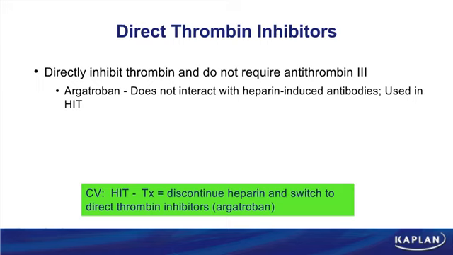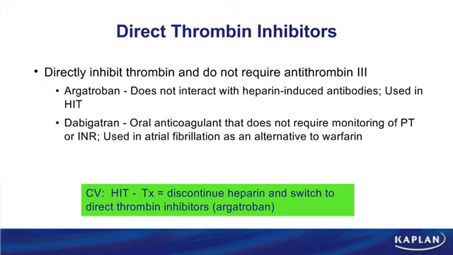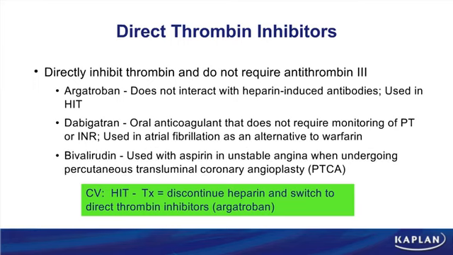A second drug, dabigatran. This is an oral anticoagulant that doesn't require monitoring of PT or INR, and it's being promoted a lot today as a great alternative to warfarin for patients with atrial fibrillation. A third drug, bivalirudin, you can use with aspirin in unstable angina or in patients undergoing angioplasty. Importantly, pay attention to the different mechanism for these drugs compared to heparin.